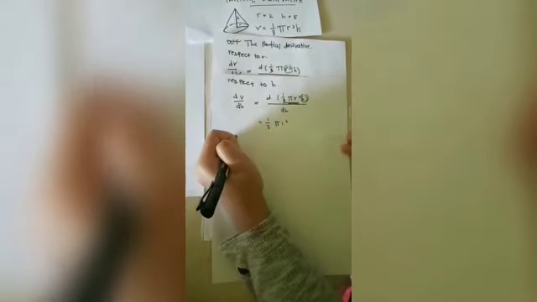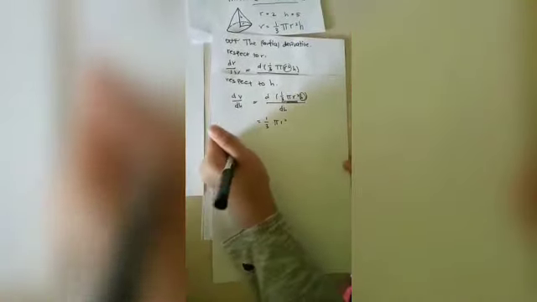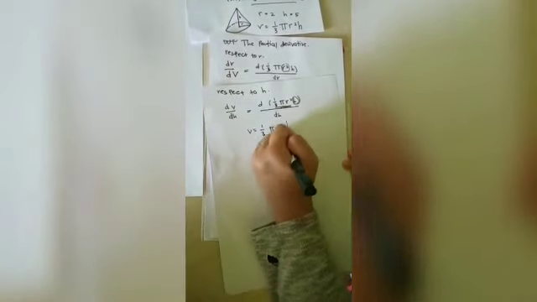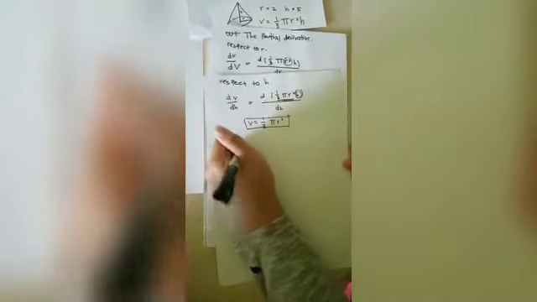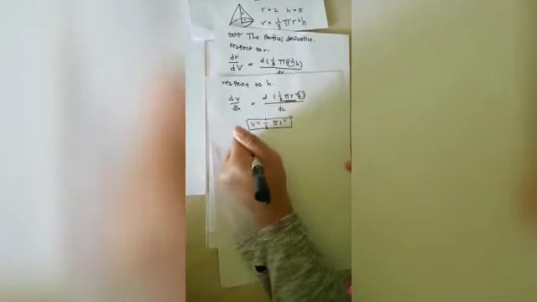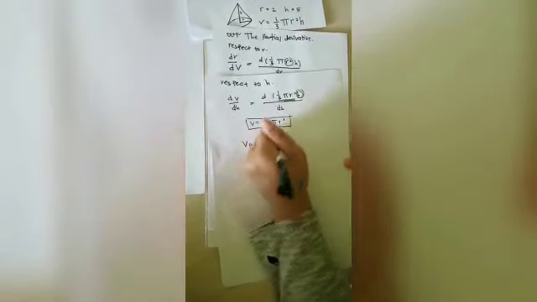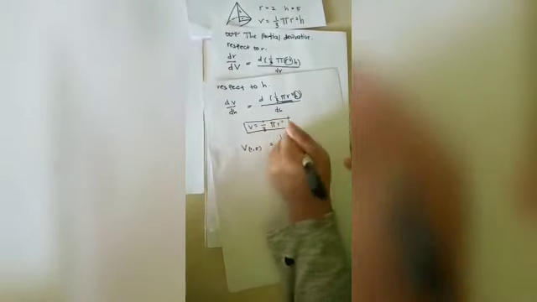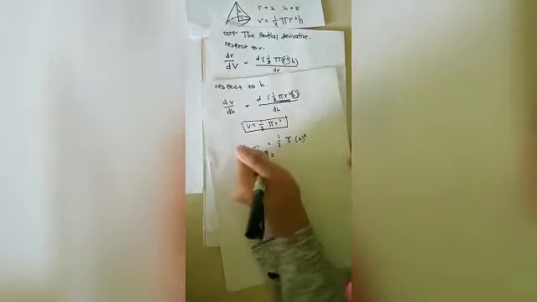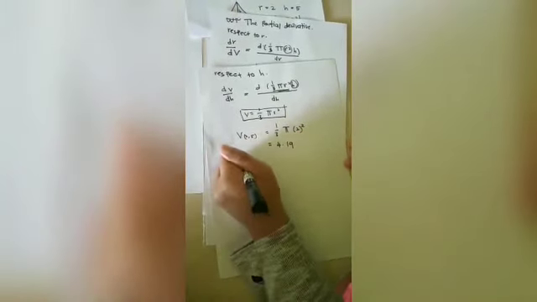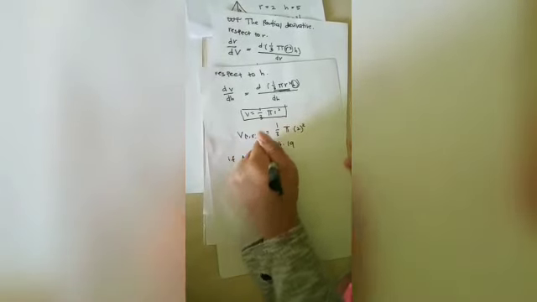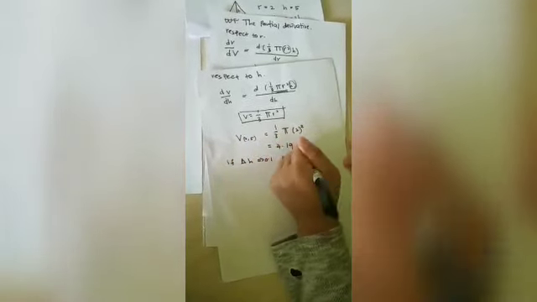So now we put the values of r and h, 2 and 5, into the new formula of volume after the partial derivative. So the volume is 1 over 3 pi times 2 squared, and the answer is 4.19. If the difference of h is 0.1, the difference of volume is 0.42.